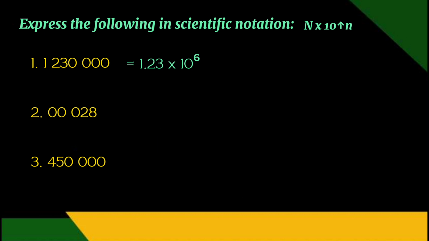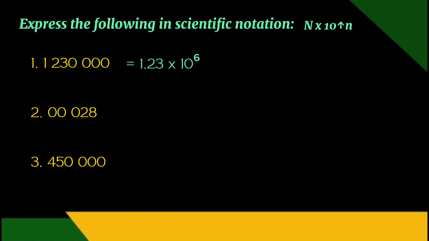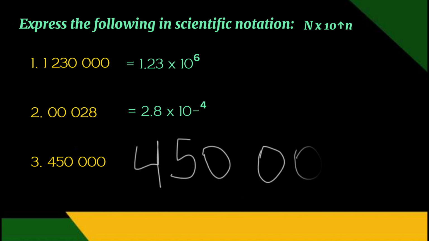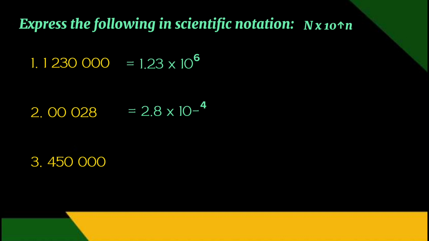For the number 0.00028, we will move the decimal point 4 places to the right to maintain the same value, and it will be written as 2.8 times 10 raised to negative 4. To represent 450,000, we will move the decimal point 5 places to the left, which will be written as 4.5 times 10 raised to 5.